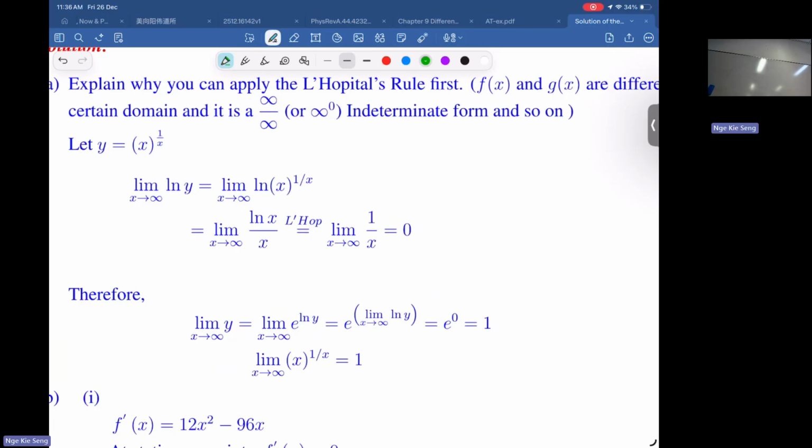Wait, let me see. Yeah, I think that L'Hopital makes more sense, right? Because it is ln x to the 1 over x, so you can bring the power down. Yeah, this L'Hopital makes more sense.